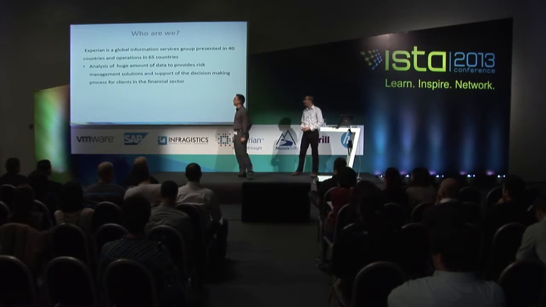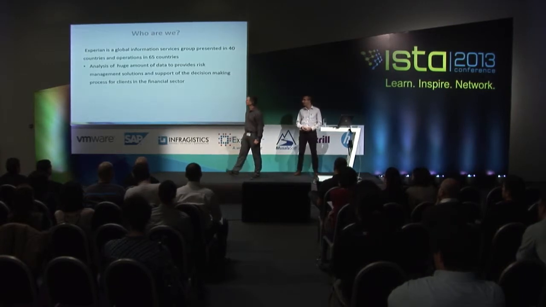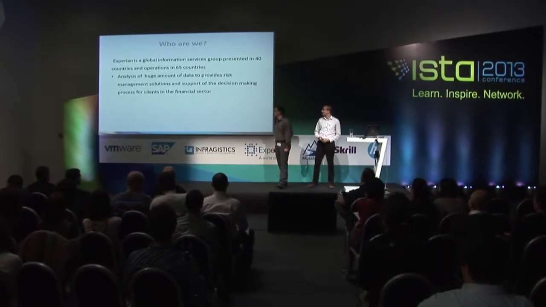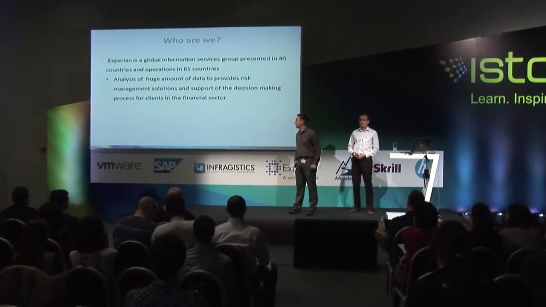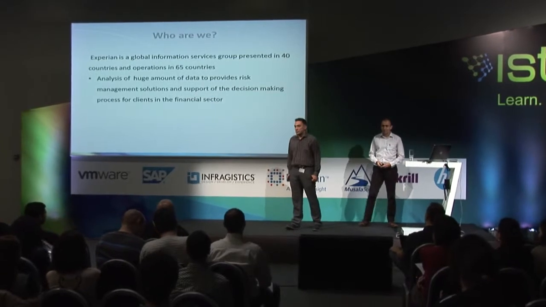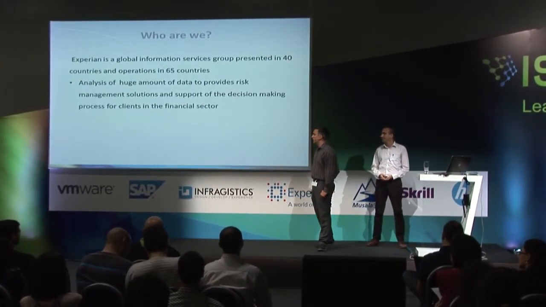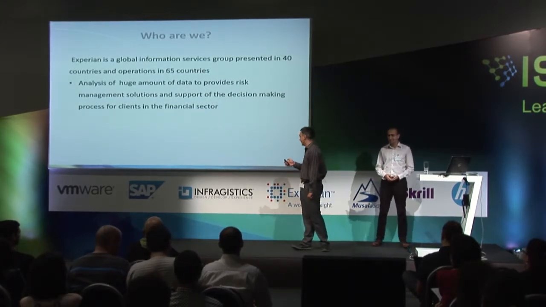So first of all, who we are. Experian is a global company present in 40 countries and with operations in 65 countries. The main business of Experian is to analyze huge amounts of data and provide risk management solutions and support for customer management of companies from the financial sector. And in doing this, we have a lot of software that helps us support this process.